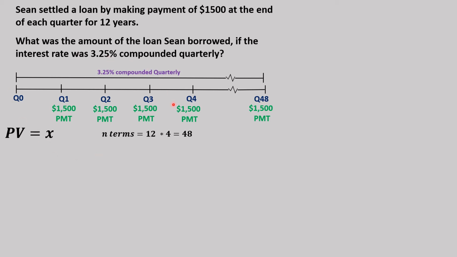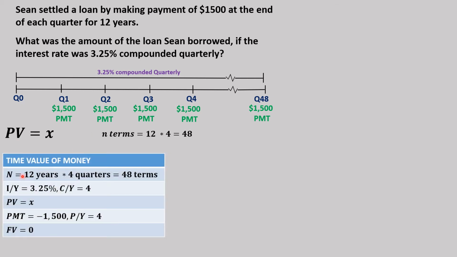So now that we've laid out our variables, we can use our table and organize it so that it's easier to punch into the calculator. So we know that our N is equal to 12 years times 4 quarters in a year. So that's why your N is equal to 48. We've already calculated that. Your interest rate is 3.25%, compounded quarterly. Compounding per year is 4 times a year because there are 4 quarters in a year.